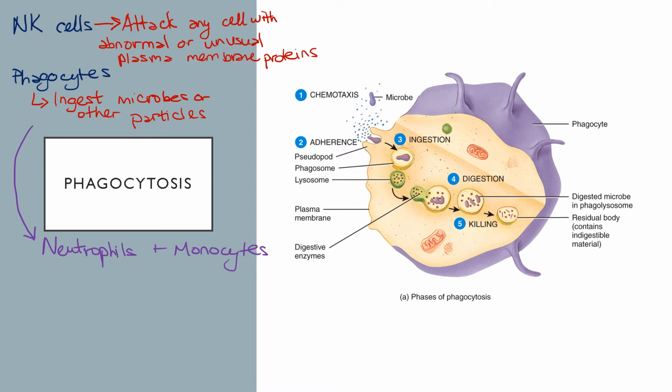Now, macrophages will actually develop from monocytes. And when an infection occurs, neutrophils and monocytes will migrate to the infected area. In addition to being an innate defense mechanism, phagocytosis really plays a vital role in adaptive immunity that we will talk about later as well.